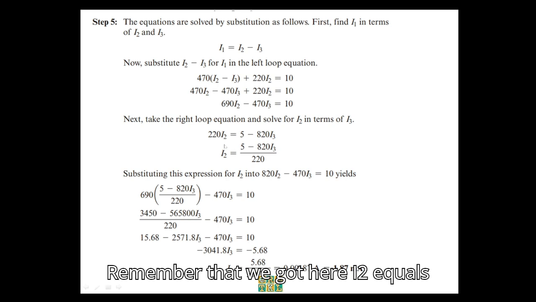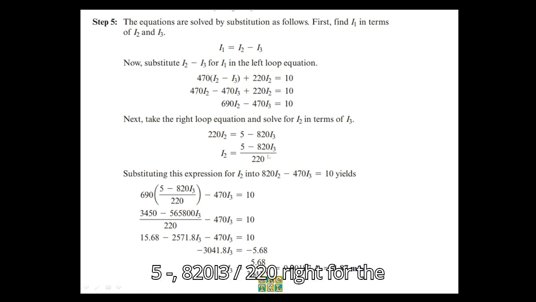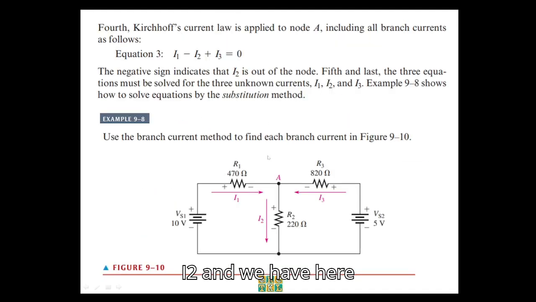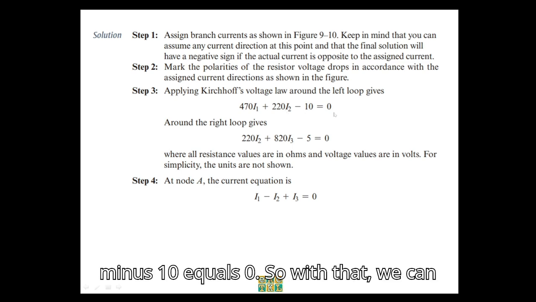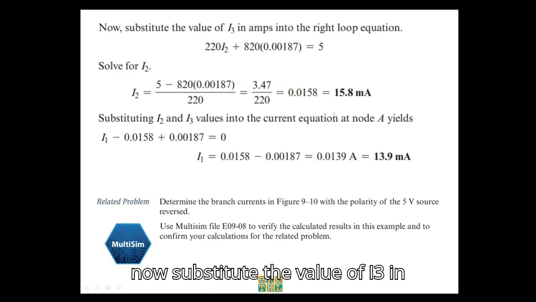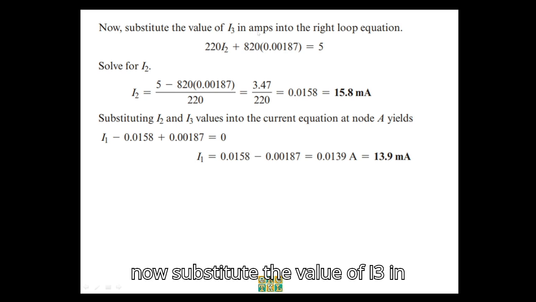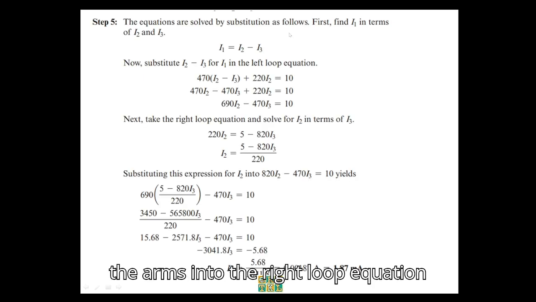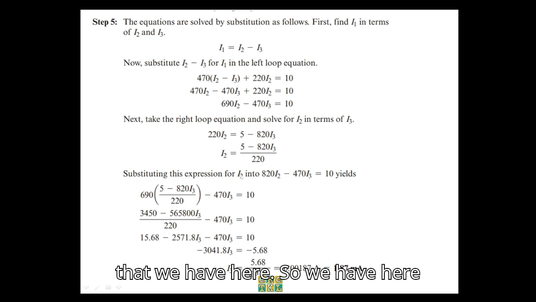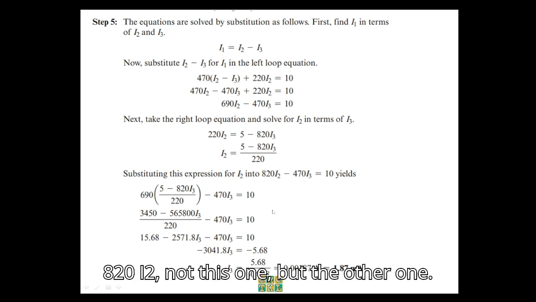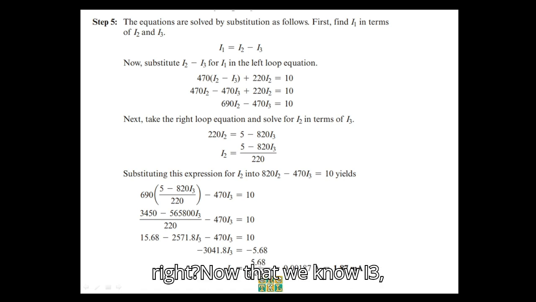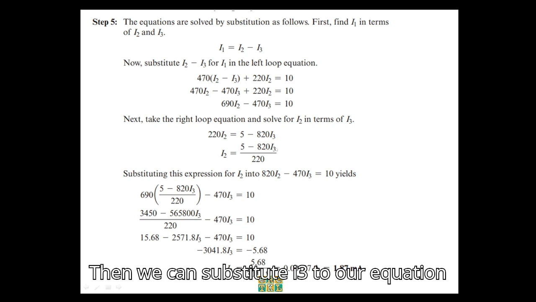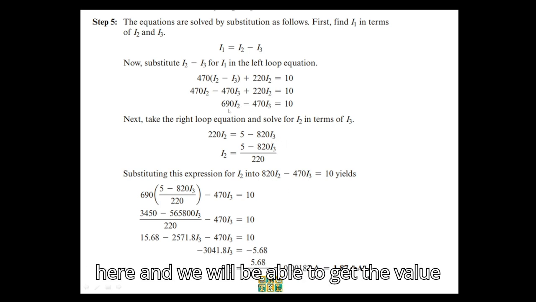Now let's see the substitution for the other one. Remember that we got here I2 equals 5 minus 820 I3 over 220, right, for the I2. And we have here equation 470 I1 plus 220 I2 minus 10 equals 0. So with that, we can now substitute the value of I3 in amps into the right loop equation that we have here. Now that we know I3, we can substitute I3 into our equation here, and we will be able to get the value of I2.